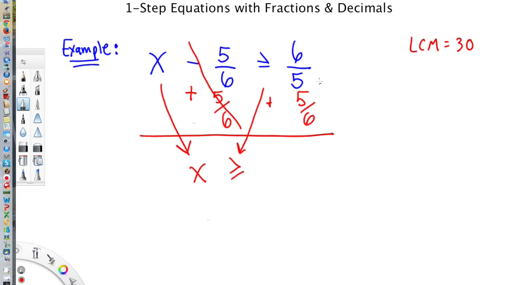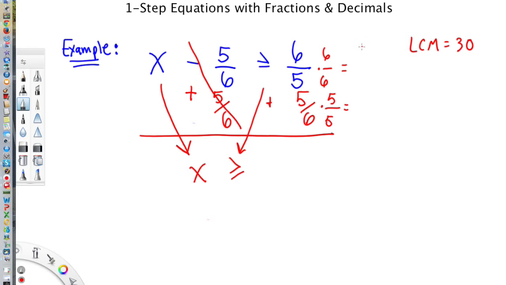Okay, so I need to ask myself, what do I have to do to 5 to get it to be 6? I'll multiply it by 6. And when I do the top, I must do the bottom. And then over here for this guy, what must I multiply 6 by to get 30? I must multiply it by 5, and when I do the top, I do the bottom. See, what I'm really doing is multiplying it by 6 over 6, which is 1. That doesn't change the value of it. And I'm doing the same thing over here, multiplying this by 5 over 5, which is really 1, which doesn't change the value of the fraction.